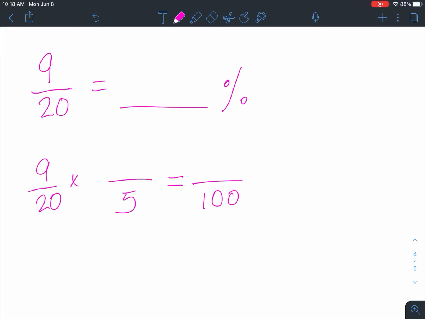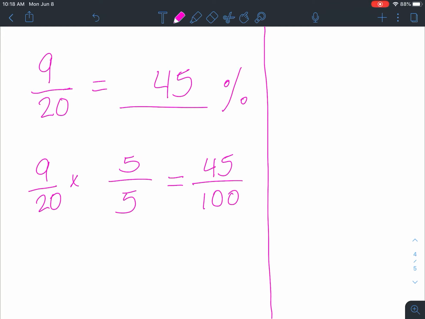20 times 5 gives you 100. And just like with equivalent fractions, if you're multiplying the denominator by 5, you need to multiply the numerator by 5 as well. 9 times 5 will give you 45. You now know that 9/20 is equivalent to 45/100. Now you have 45 out of 100. I can make this into a percentage. 45 out of 100 is the same thing as having 45%.